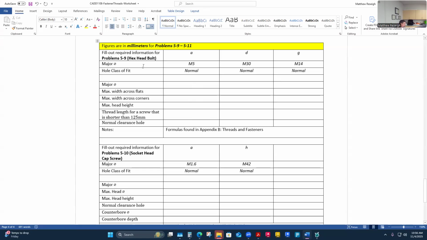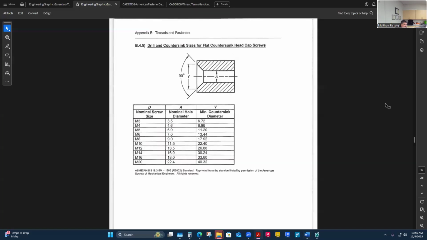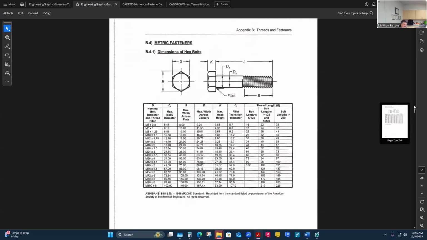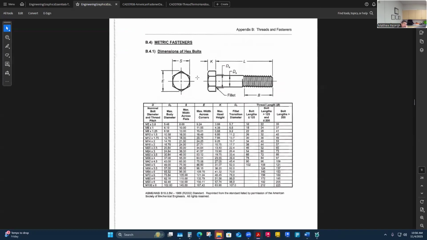I don't have to put the M5. M is for metric, but 5 is the millimeter size of the major diameter, the max width across the flats. In fact, I think we'll find that these charts are probably easier to use, maybe more explicitly given without a formula. Let's just see that. So I'm going to go to the hex head metric fasteners, hex head. It wants to know the width across the flat, so that's S.